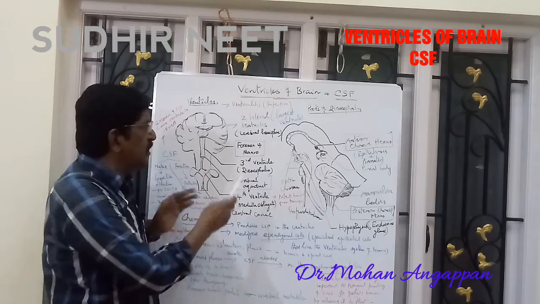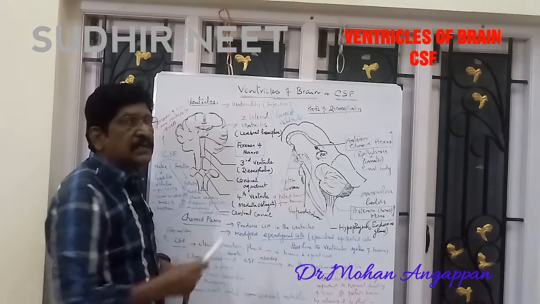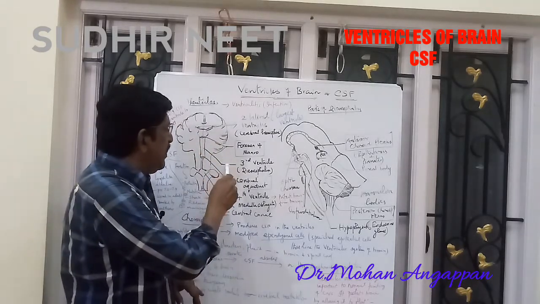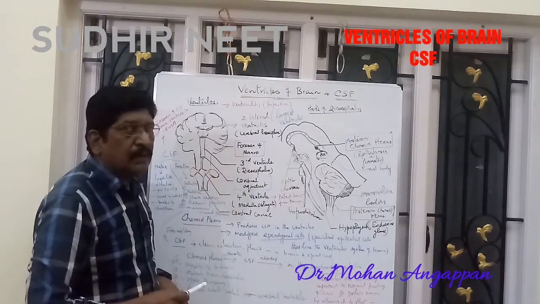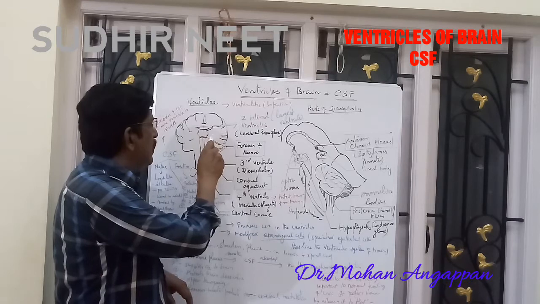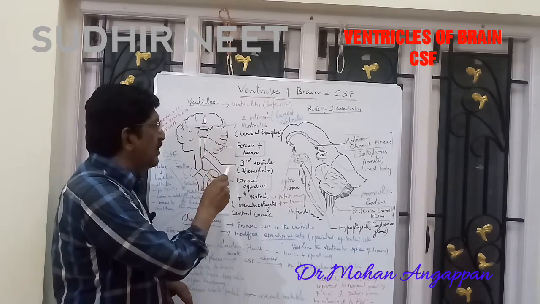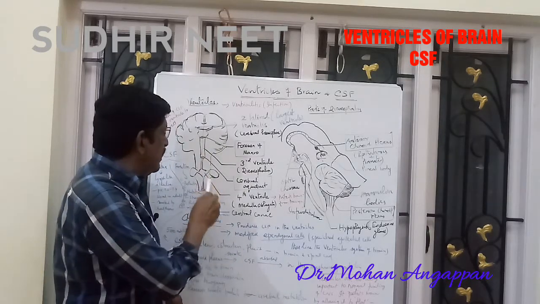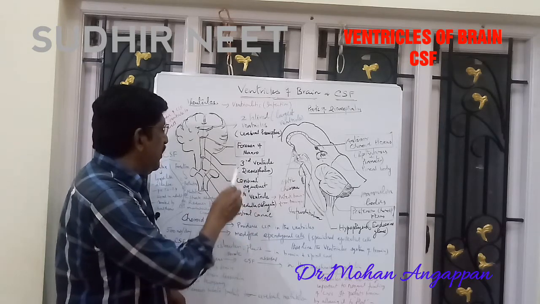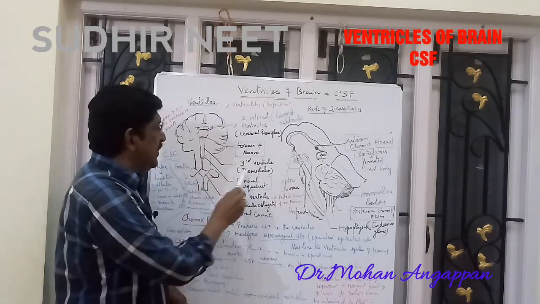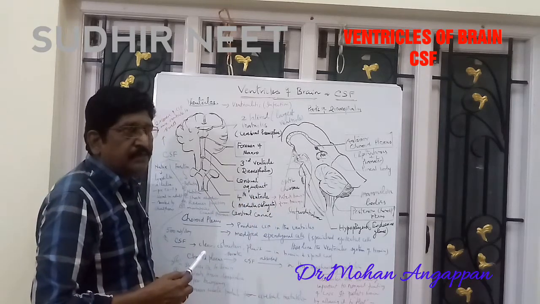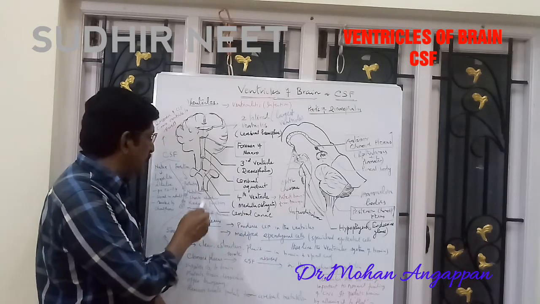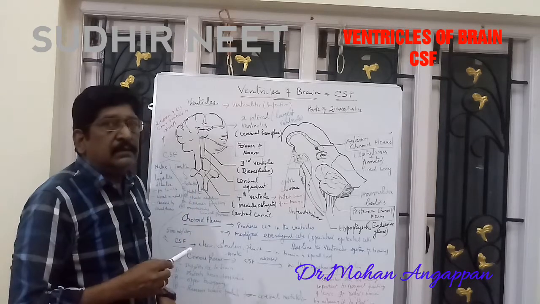I repeat for your convenience: two lateral ventricles, the largest ventricles, are present in the cerebral hemispheres. Then the third ventricle is present in the diencephalon. These two lateral ventricles communicate with the third ventricle through the hole foramen of Monro. And then the fourth ventricle is in the medulla oblongata. The third and fourth ventricles are connected by the hole cerebral aqueduct. And then finally the fourth ventricle in the medulla oblongata opens into the central canal of the spinal cord.